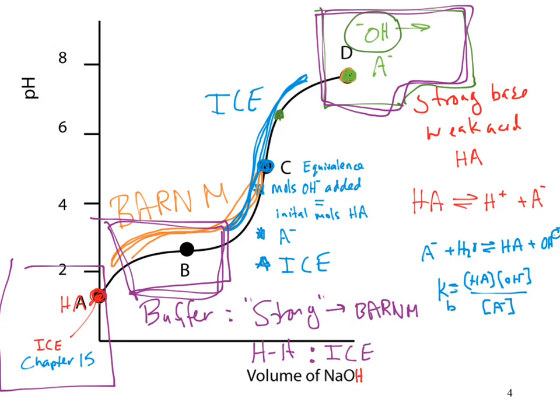So with this titration curve, we've identified a couple important things. What's happening at point A, C, and D. We haven't talked about B yet. We'll get back to B in a second. Any questions about anything that's up there other than B?